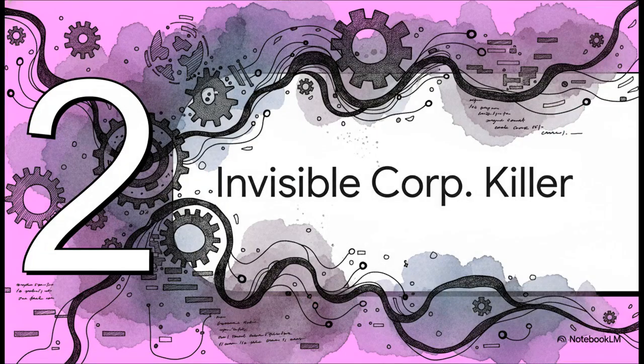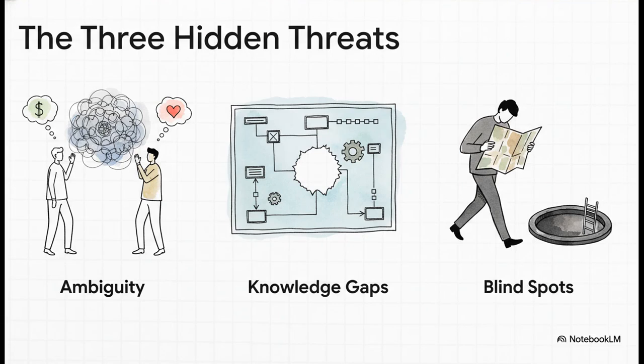Okay, so let's see how this plays out today, because the germs inside a company aren't biological, right? They're conceptual, but they are just as dangerous. The book boils it down to these 3 hidden threats that mess up what it calls your data hygiene. There's ambiguity, where one word means 5 different things to 5 different people. There are knowledge gaps where critical info is just missing. And then there are blind spots where you don't even know what you don't know.